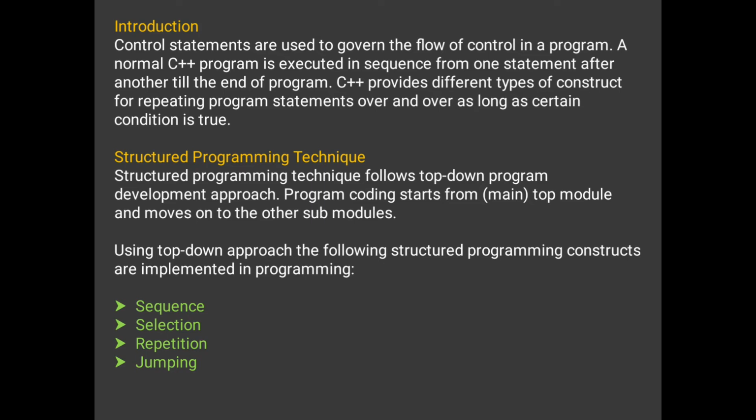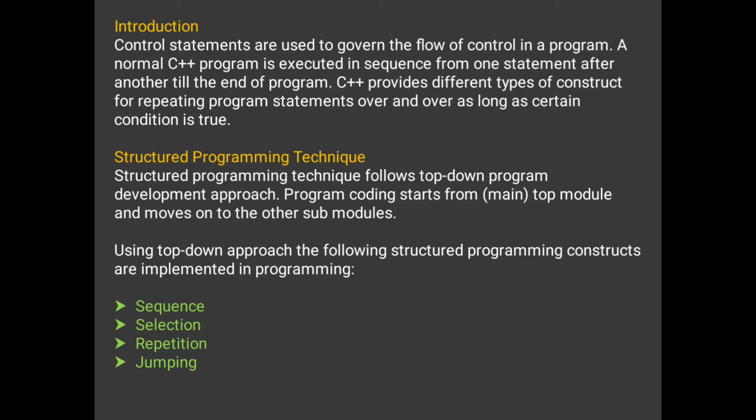Now C++ provides different types of constructs for repeating program statements over and over as long as a certain condition is true. Suppose you have to write a program where you need to repeat the program logic again and again, such as a Fibonacci series, or a factorial of a number, or prime numbers from 1 to 50, where you have to test: is number 1 prime, is number 2 prime, is number 3 prime, all the numbers from 1 to 50, right? For such cases you need control statements or control constructs.